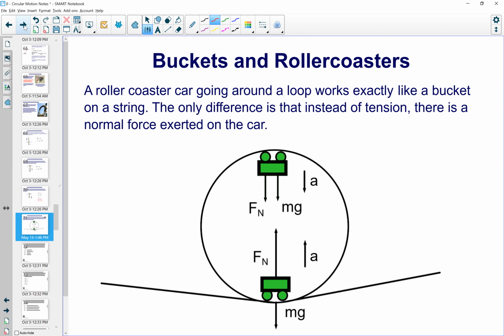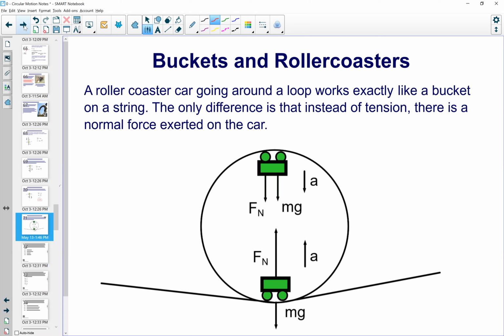And so it's the same as the bucket in the sense that at the bottom, the normal force is up and the weight is down. So you would subtract them. But at the top, the normal force and the weight are both down. So you would add them, right? So it's like the bucket in that sense. But it's like the car in the sense that it's no longer tension, it's normal force, because the rail stays underneath the roller coaster at all times. Other than that, you think through it in the same way we did the bucket.